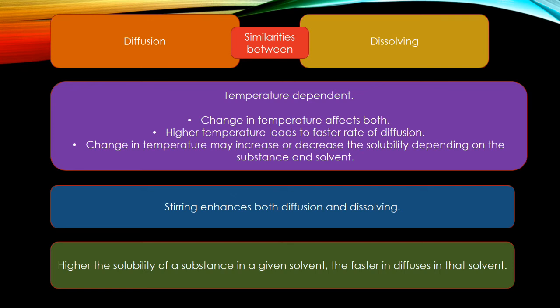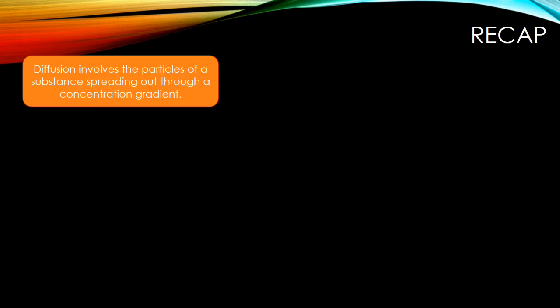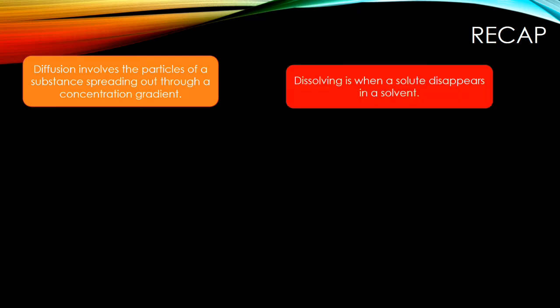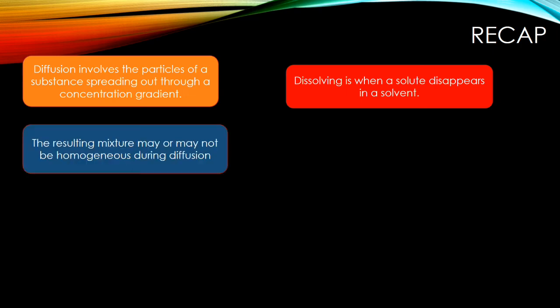The higher the solubility of a substance in a given solvent, the faster that substance will diffuse in that solvent. Now, let us recap. Diffusion involves the particles of a substance spreading out through a concentration gradient. Dissolving is when a solute disappears in a solvent.